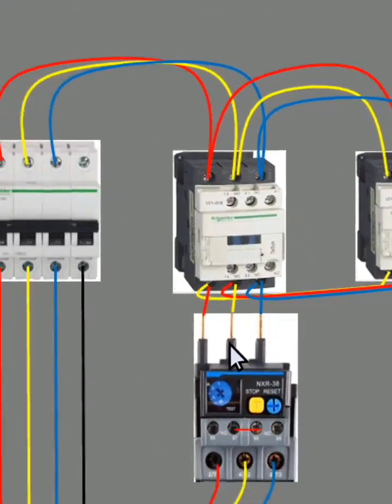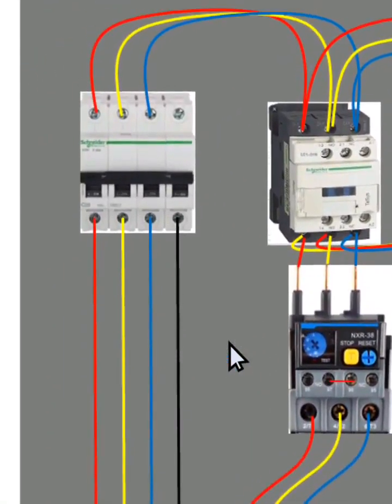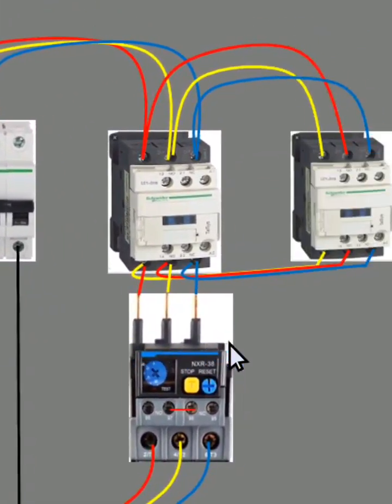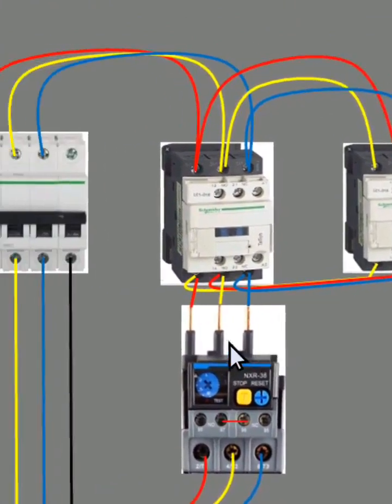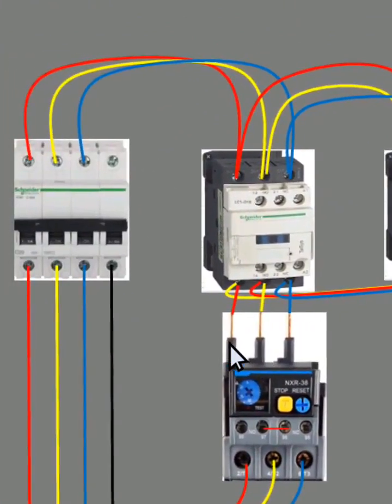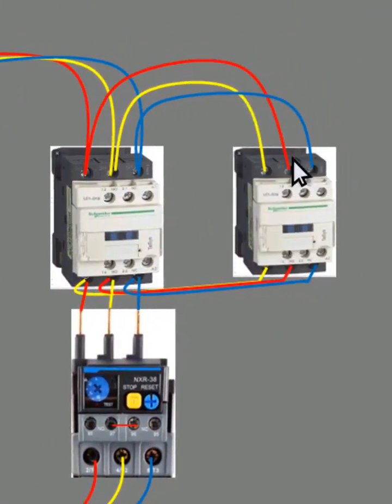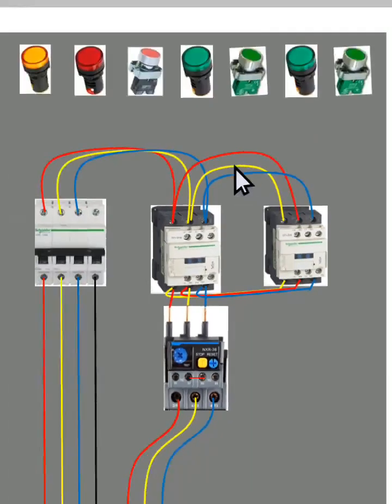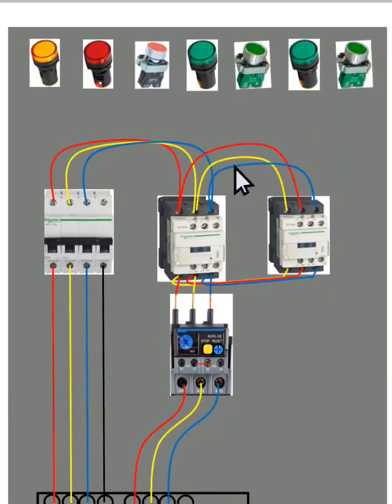Before we go to the control diagram, this is the power diagram. You can see the red from this goes to the red of this. Then when it goes to the reverse, it has been interchanged. Pay attention to this. Alright, let's go to the control diagram.